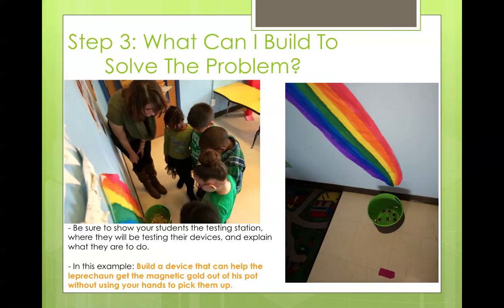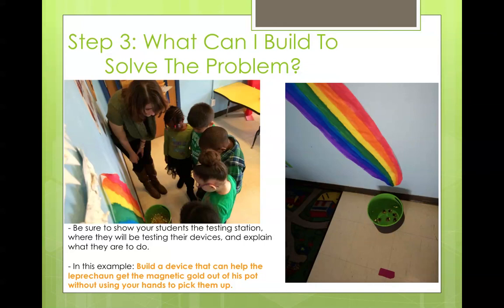Step 3. What can I build to solve the problem? Be sure to show your students the testing station where they will be testing their devices and explain what they are to do. In this example, build a device that can help the leprechaun get the magnetic gold out of his pot without using your hands to pick them up.